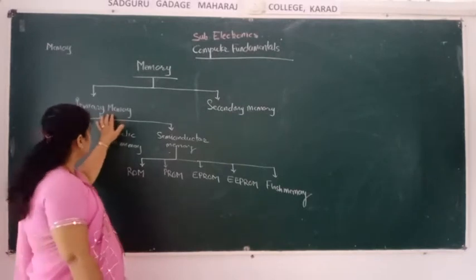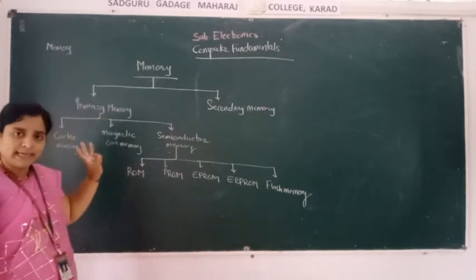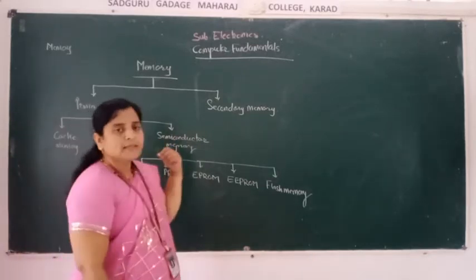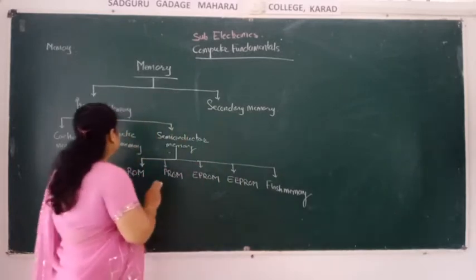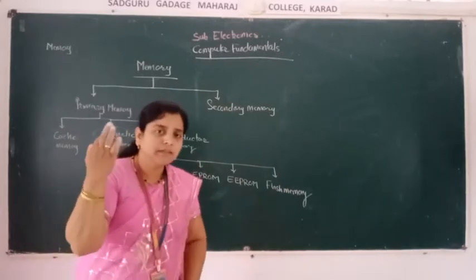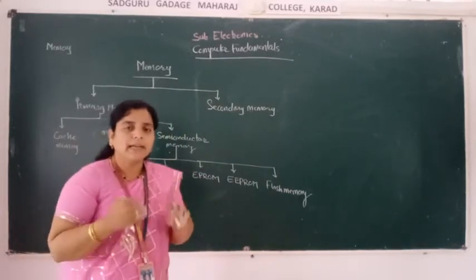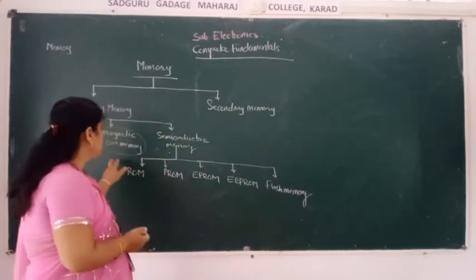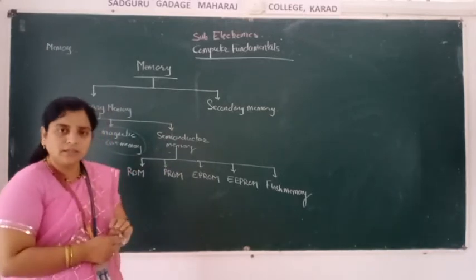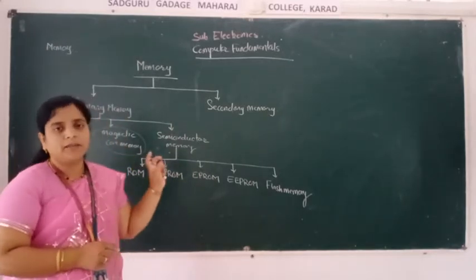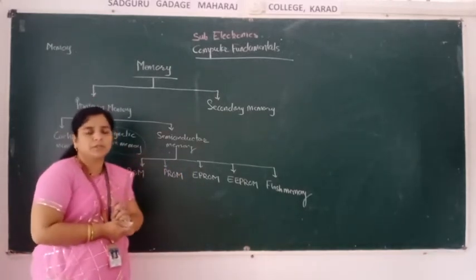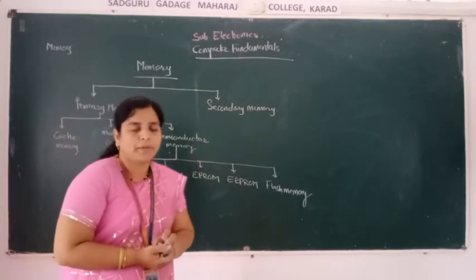Okay. So this primary memory is again of three types: the cache memory, magnetic core memory, and the semiconductor memory. The magnetic core memory is not used nowadays. In the first and second generation of computers, at that time magnetic core memory was used. Nowadays all semiconductor memories are used in computers.